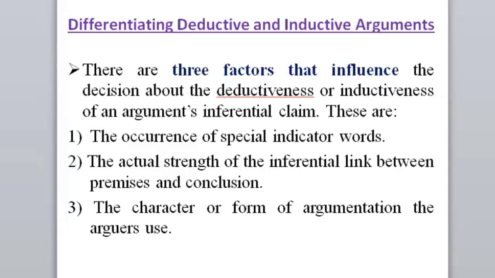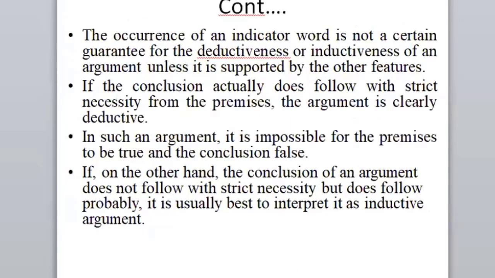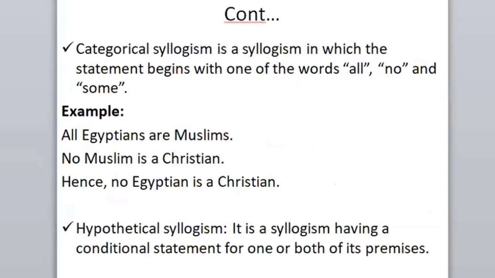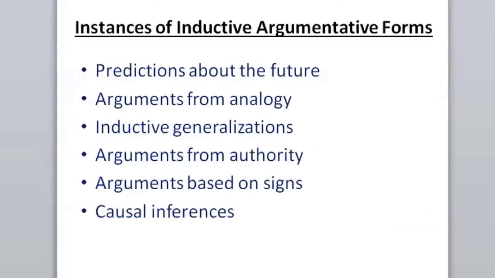We have seen the three categories of syllogism: the hypothetical, the disjunctive, and also the categorical. And also we have seen the instances of inductive argument. If an argument is constructed on prediction, on analogy, on inductive generalization, and arguments from authority, based on sign and causal inference, typically these are examples of inductive argument. But there are also other considerations that we need to look at.